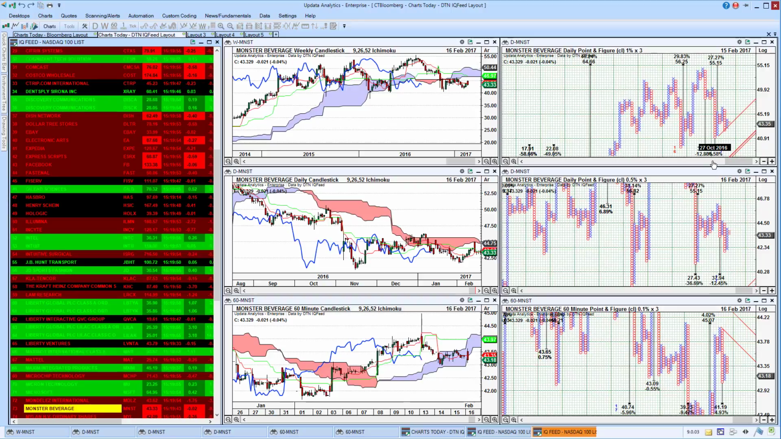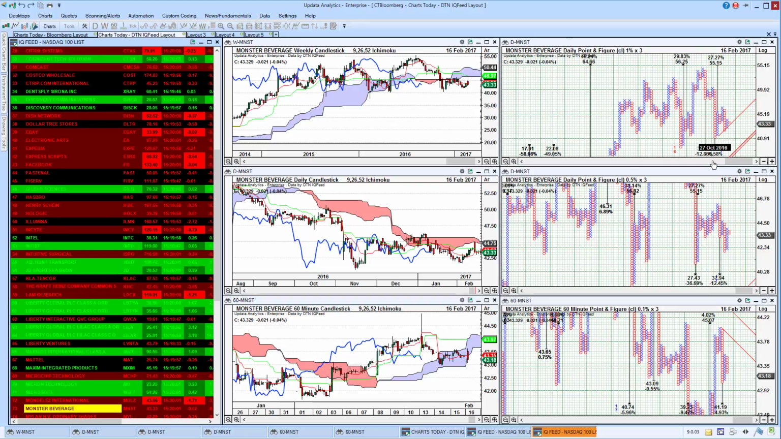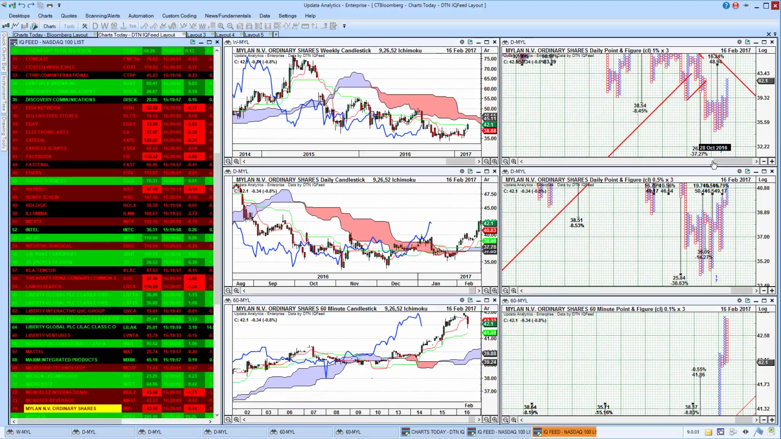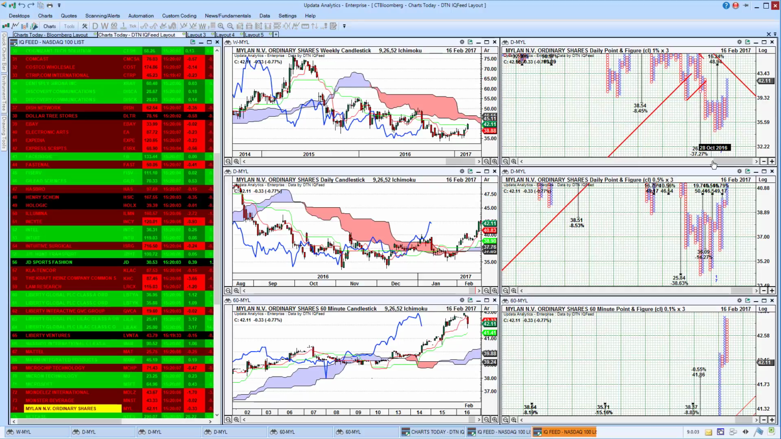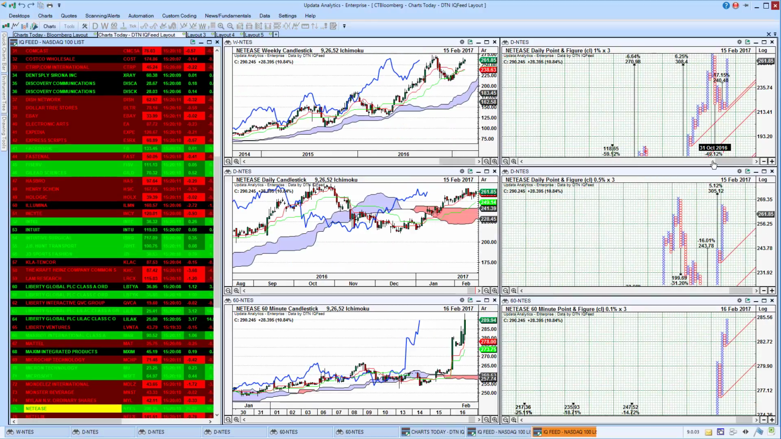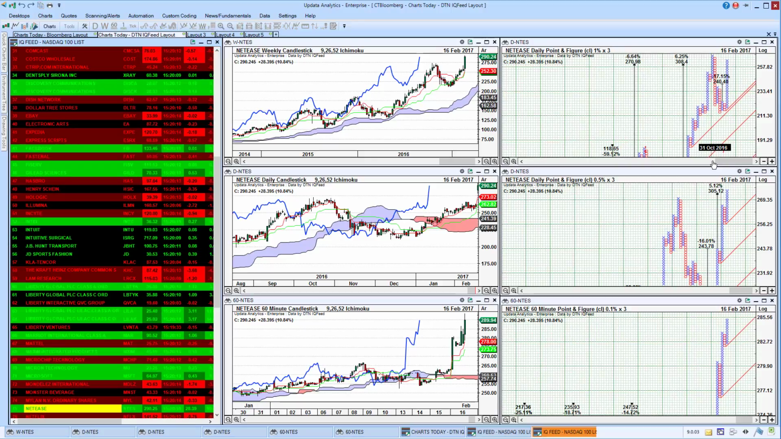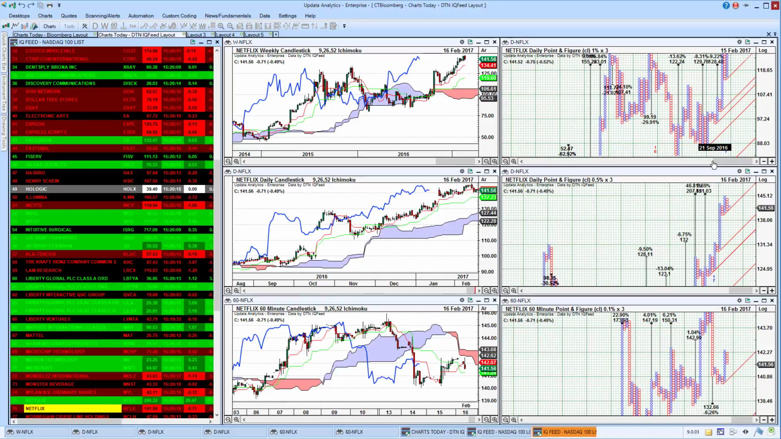Monster Beverage below on the weekly, long term just turning bearish, short term bullish, but medium term bearish, and downside targets. Mylan, we're seeing again downside in the charts. We're below the weekly cloud, but above on the medium and short term. NetEase we see as bullish on all three. Upside targets of only about 5 and 6%.